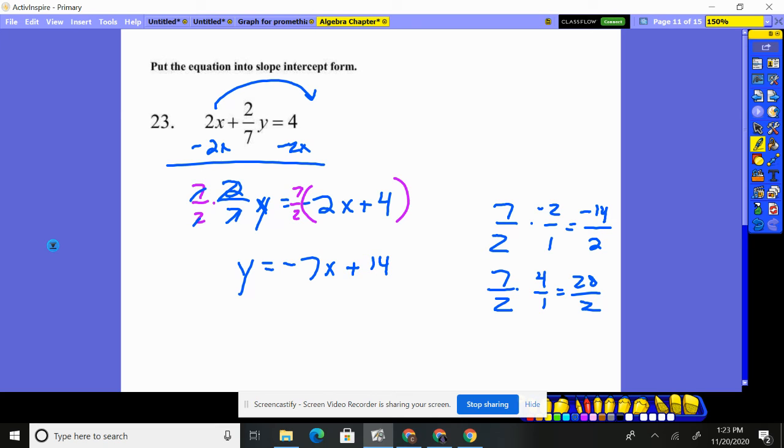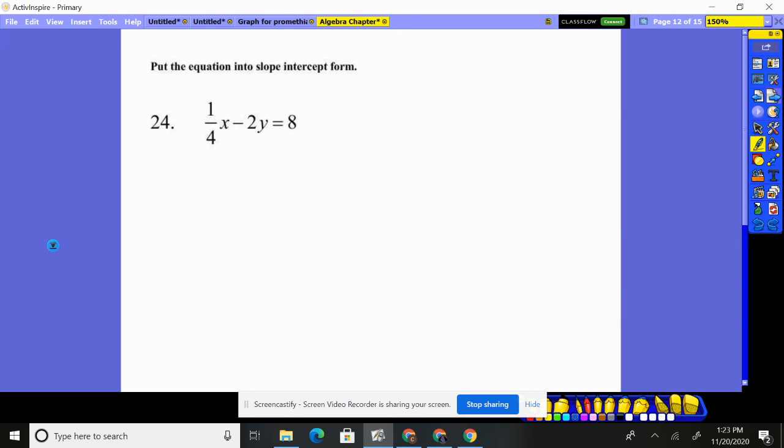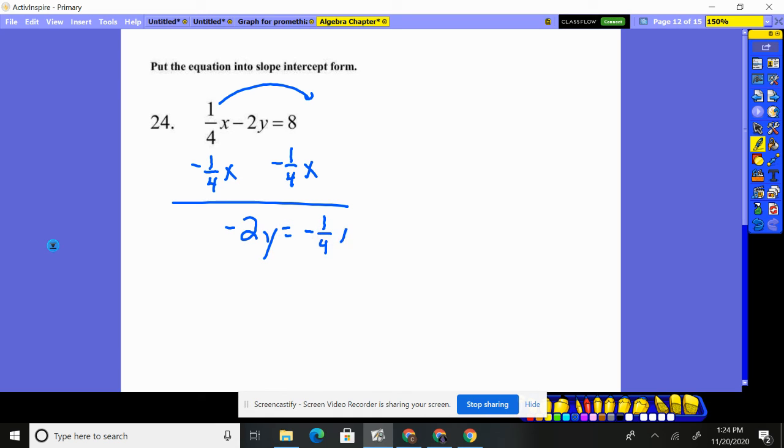Wasn't that difficult? Let's look at 24. All right, we need to move the 1/4 x over. So we're going to subtract 1/4 x. It's like a quarter, a fourth. So I have negative 2y equals negative 1/4 x plus 8. So now I got to get rid of this. Divide by negative 2, divide by negative 2, divide by negative 2.